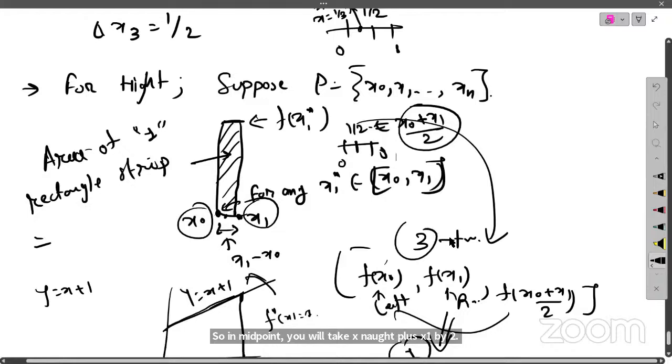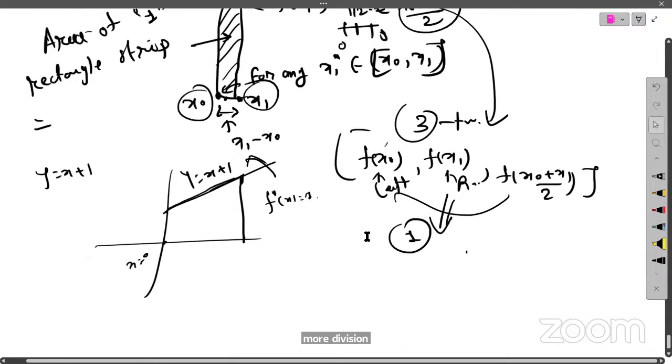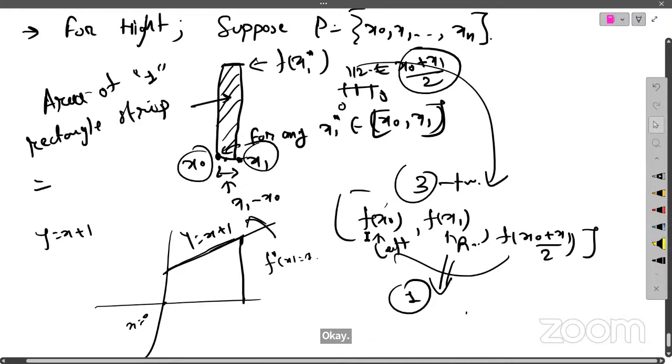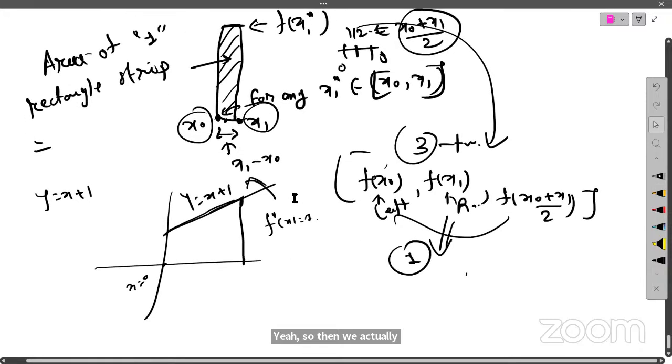Now if you are dividing into more divisions, then I will take the midpoint actually. So after doing the summation we will take the limit. So I'll come to that. Okay, just one second.